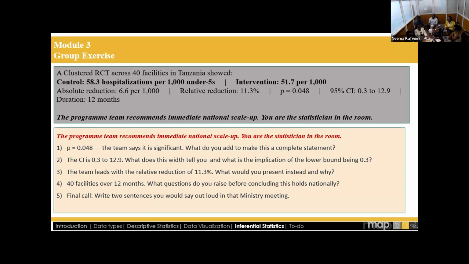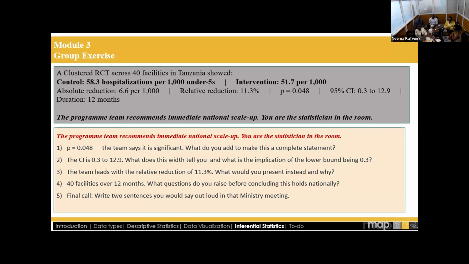You have to go back and look at the confidence interval. You have to go back and look at the effect size. So you have to measure all these things before you infer these results to the whole population. In our context, they say the confidence interval is 0.3 to 12.9. What does this width tell you? The team leads with the relative reduction of that one. What will you present instead and why?